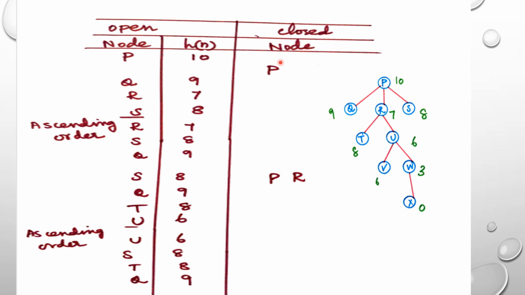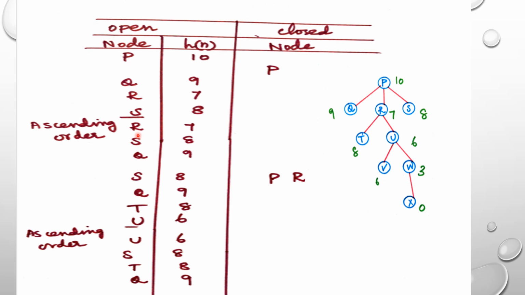Then explore P. What are all the successors of P? Q, R, S. Q's corresponding h of n value is 9, R's is 7, and S's is 8. So what is the next step? Immediately, we reorder the nodes based upon the h of n value, from lowest to highest. Which one is the lowest value? Node R. So R 7, S 8 and Q 9.